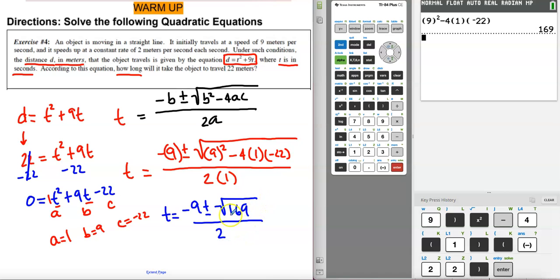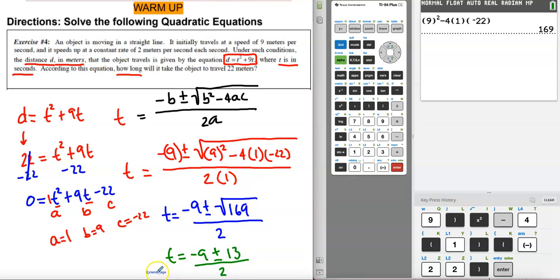So now I'm going to look and see, well, can I simplify my radical? Quite naturally, you guys should see that 169 is a perfect square, but if you don't see that, you can go and fix that. So 169 is a perfect square, so the square root of 169 would just simplify to 13. So t is equal to -9 plus or minus 13, because the square root of 169 is 13, and this is still divided by 2.